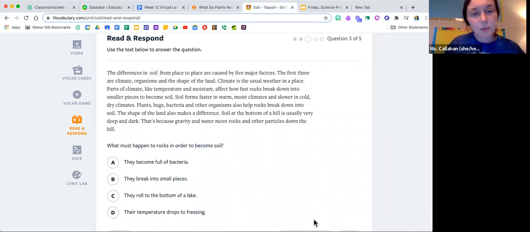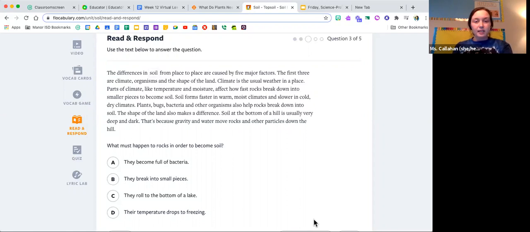The differences in soil from place to place are caused by 5 major factors. The first 3 are climate, organisms, and the shape of the land. Climate is the usual weather in a place. Parts of climate, like temperature and moisture, affect how fast rocks break down into smaller pieces to become soil. Soil forms faster in warm, moist climates and slower in cold, dry climates.